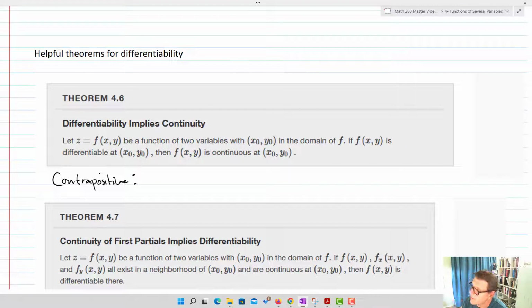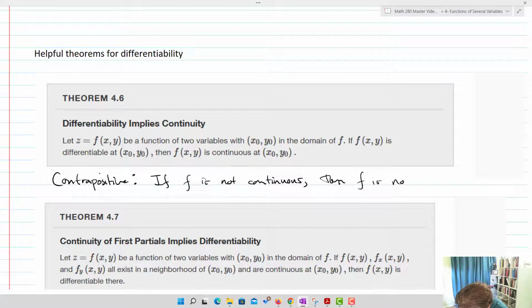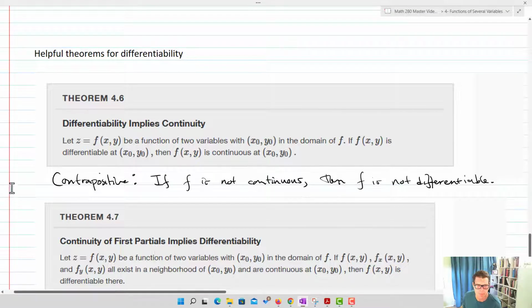The contrapositive of this is: if f is not continuous, then f is not differentiable. So if we know that we have a function that is not continuous at a particular point, then we also know that that function is also not differentiable at that point. That equates to what we saw with calculus in single variable.